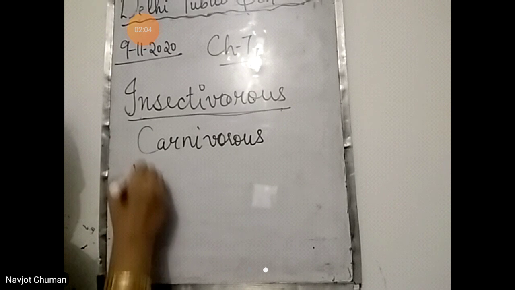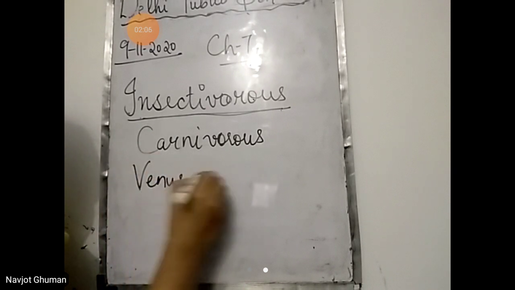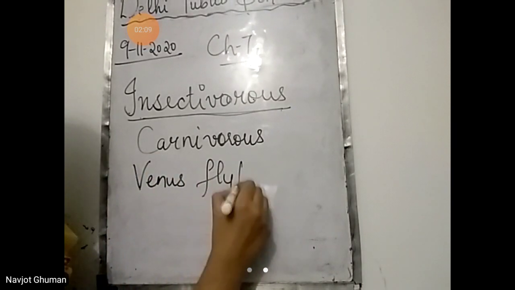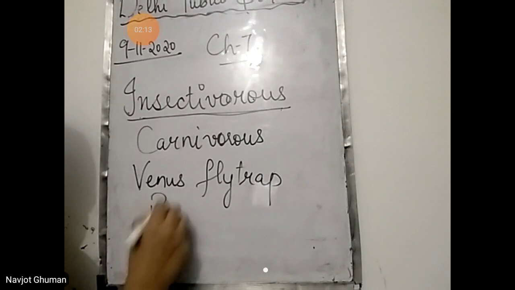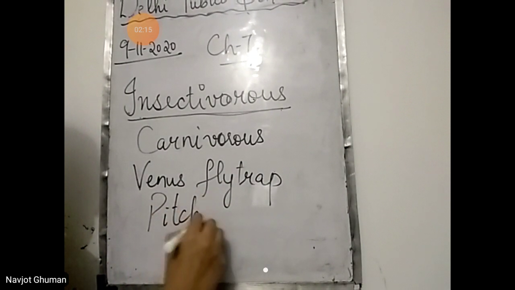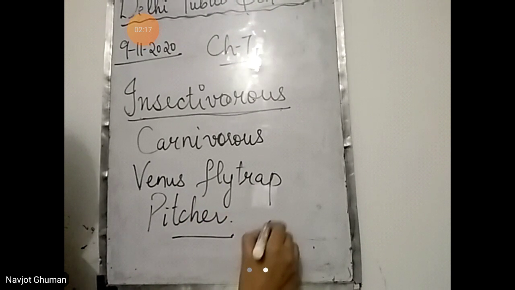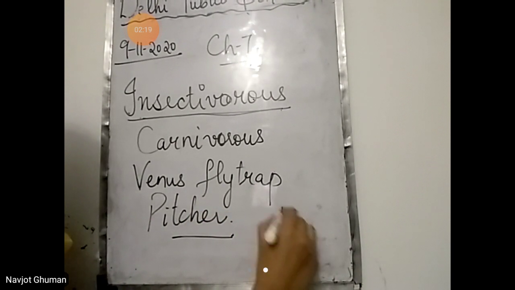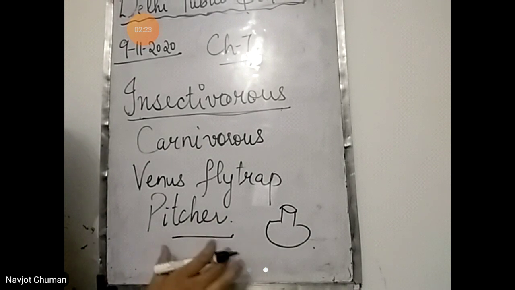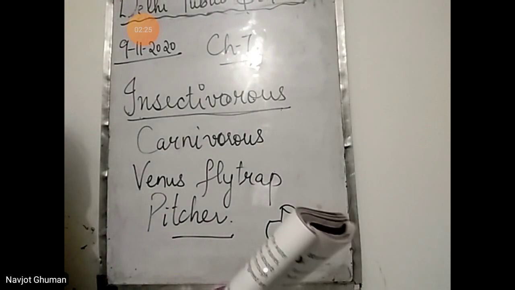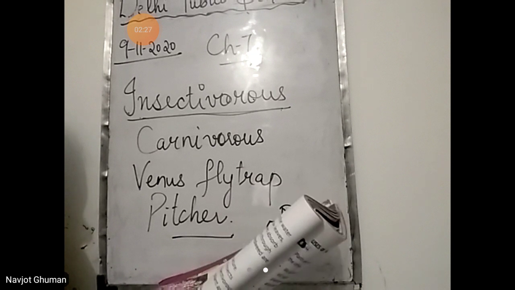Example is Venus flytrap. This is a plant that traps insects. And the next example is pitcher plant. Pitcher means a pot in which you store water, that is called a pitcher. Jo matka hota hai usse bolte hain pitcher. The same way there is a plant that is known as pitcher.